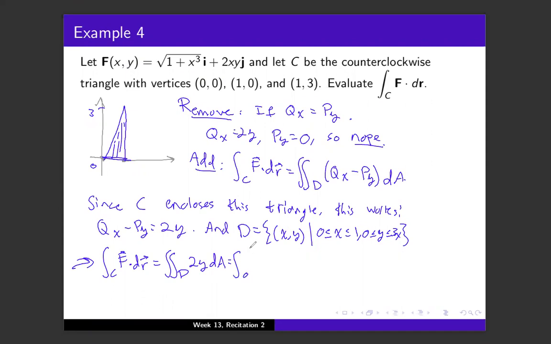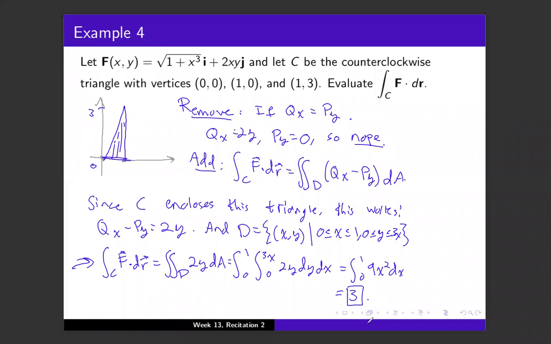In other words, the integral from 0 to 1 of the integral from 0 to 3x of 2y dy dx. And this is fairly straightforward. This is the integral from 0 to 1 of y squared evaluated at 3x, or in other words, 9x squared dx. Or in other words, 3. That's it. So Green's theorem was very helpful here.